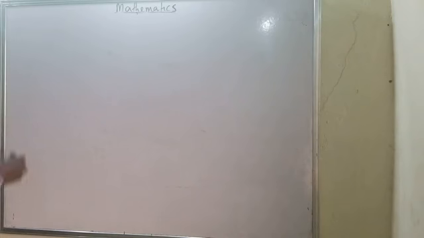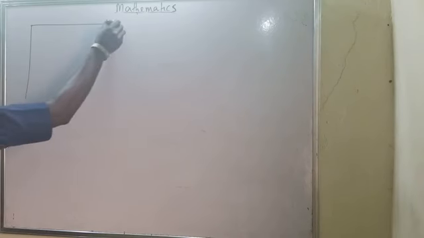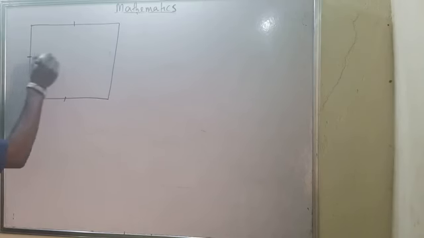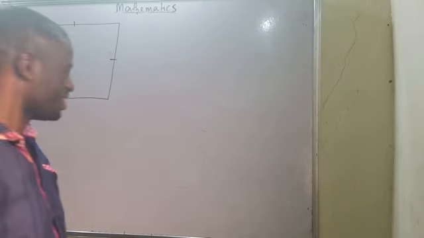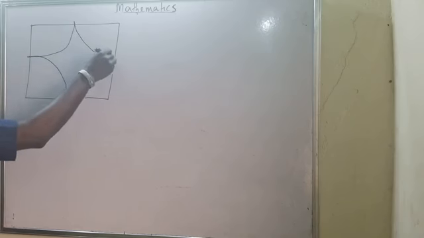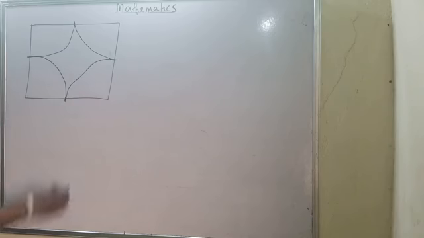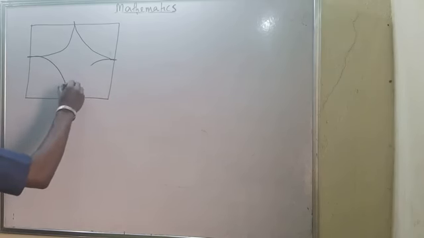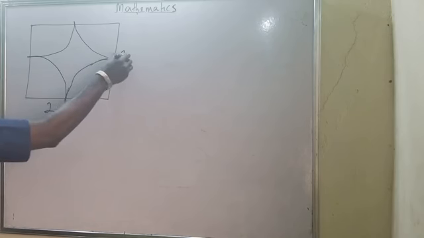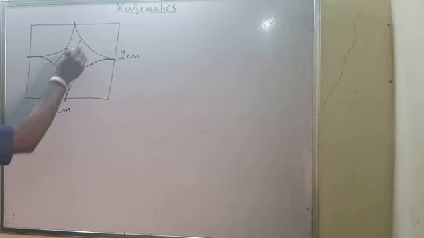Now, look at this. It was the square. I can't just say it was the square without justifying it. Now, if I have this as 2 centimeter, and this also will be 2 centimeter, everything will be 2 centimeter anyway, I have this shaded.